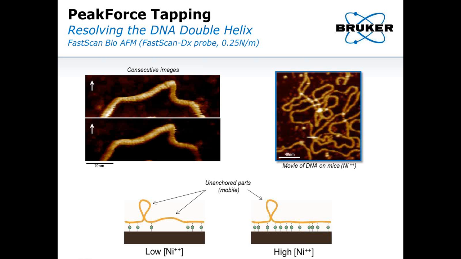Another example for biological samples is a smaller one. It's DNA. So not only can you see the DNA chains, you actually can see the double helix structure there. You can see the little features there. And the spacing is about 3 nanometers. Again, this is done in liquid.